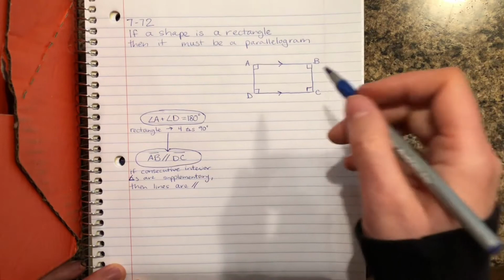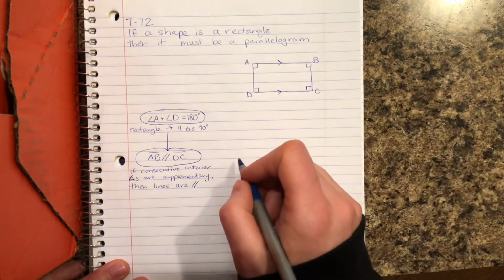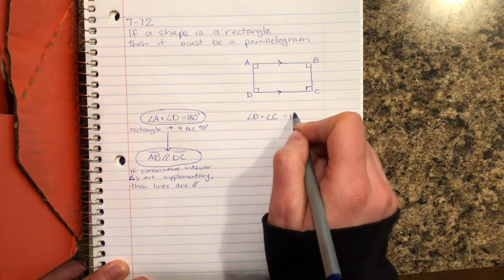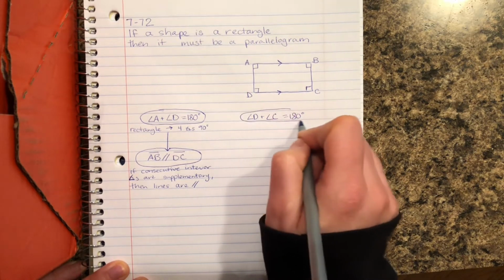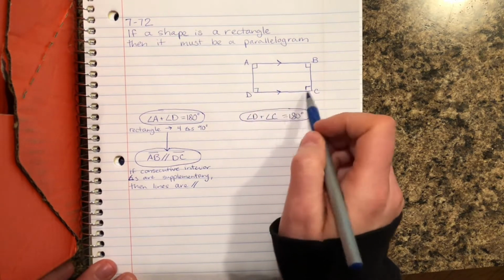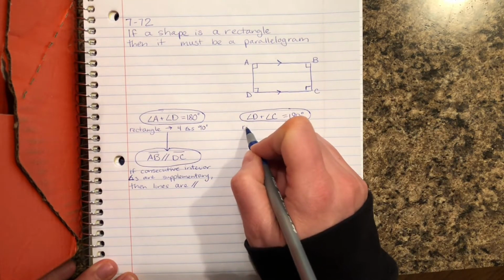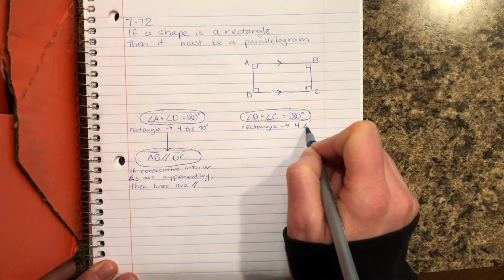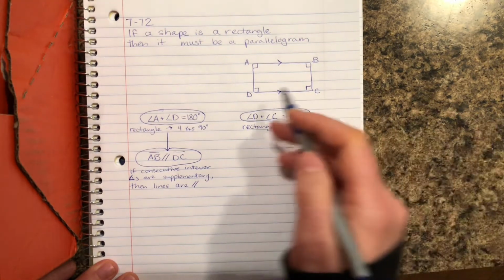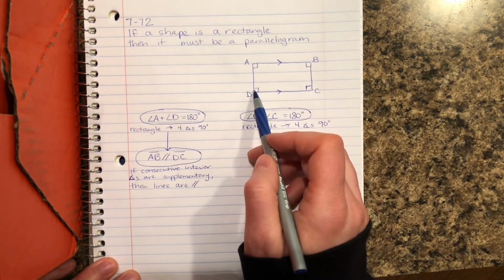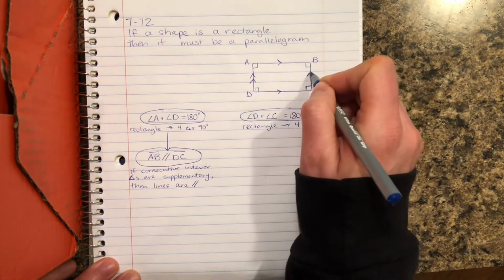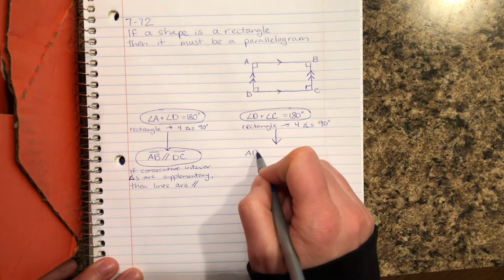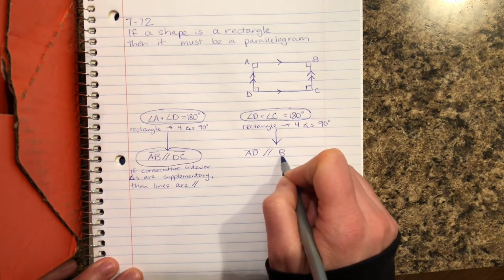And that's also going to be true if I go this direction. So I could say angle D plus angle C is equal to 180 degrees, again because in a rectangle, all of the angles are 90. So if it's a rectangle, then it has 4 angles that are equal to 90 degrees. And what angles D and C lead me to is that these sides are parallel. So I'm going to say that AD is parallel to BC.